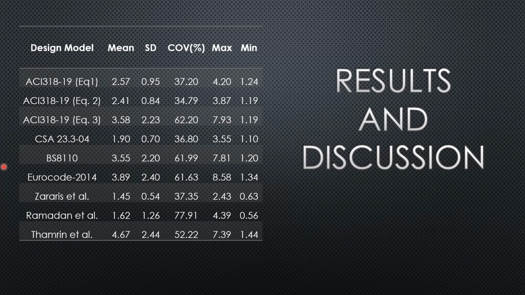However, some points were unconservative and unsafe, reaching up to 0.56, as you can see here, as a minimum value. This is because the equations include the shear stirrups in the flange and the web, which substantially increase the predicted values. On the other hand, Thamreen et al. predictions were very conservative, with the highest experimental to predicted mean of 4.67 and a coefficient of variation of 52%.